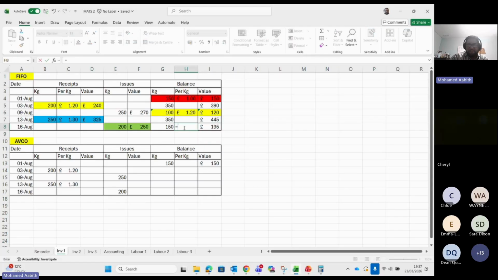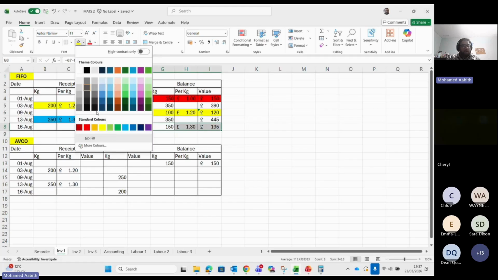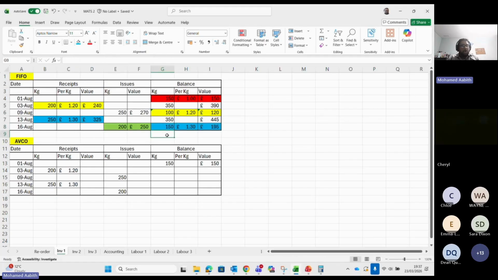Let's find out the average. This divide by that, it gives you £1.30, which is exactly the blue stock. That is the blue stock. There's nothing left from this 150 or this 200. Neither of them. It's no longer in my inventory because I have given them all out. I am only left with this 150 from that inventory, which cost me £1.30. Okay, that is the FIFO method.